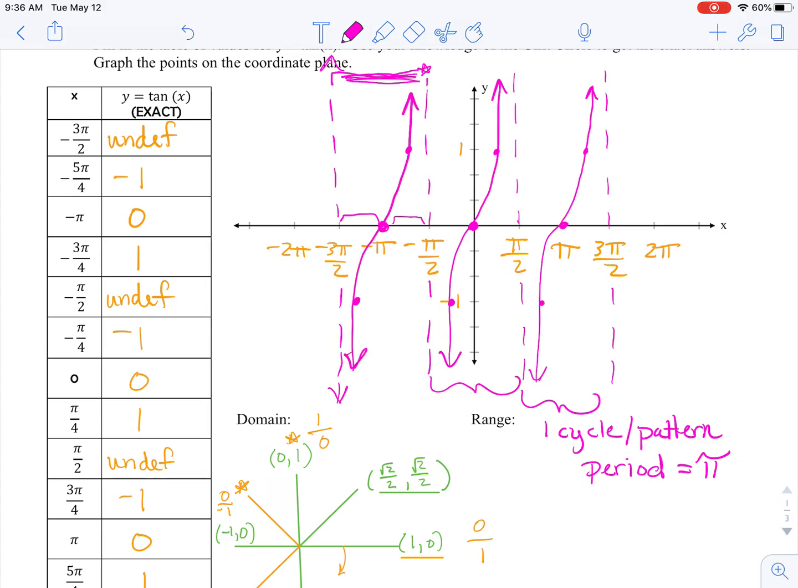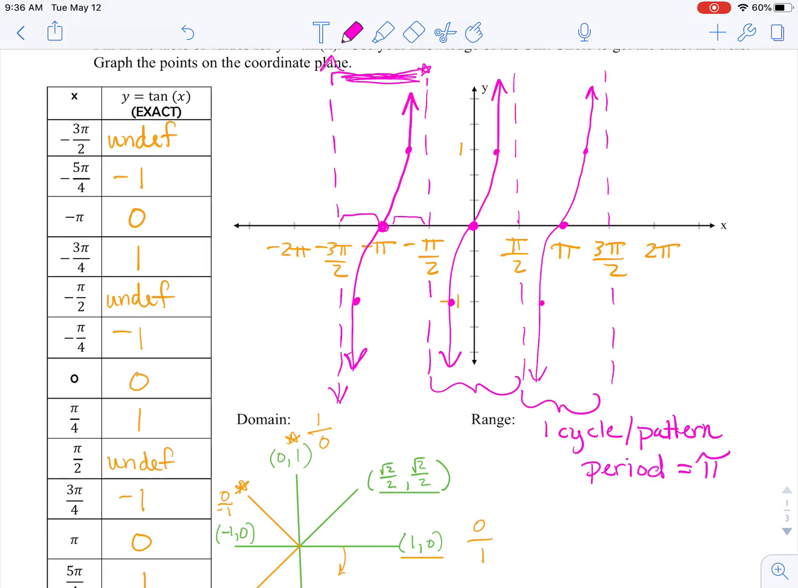I typically like to at least see 3 periods of your tangent curve. If you want to keep going and fill the graph, again, it's just a pattern. You can keep applying it if you wish. So this is your tangent parent.